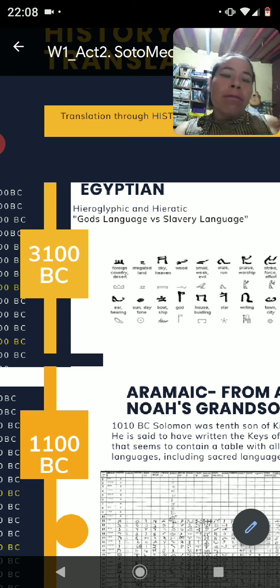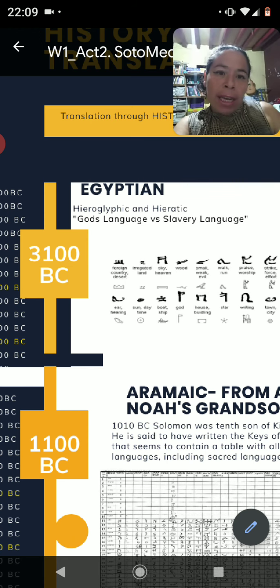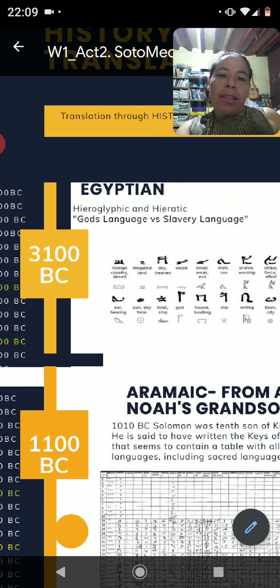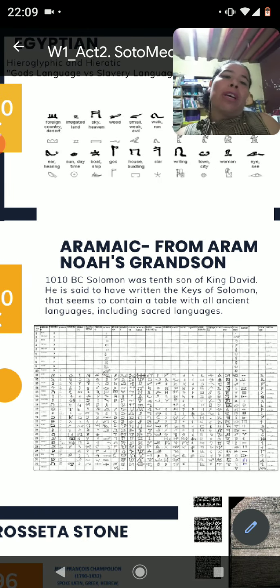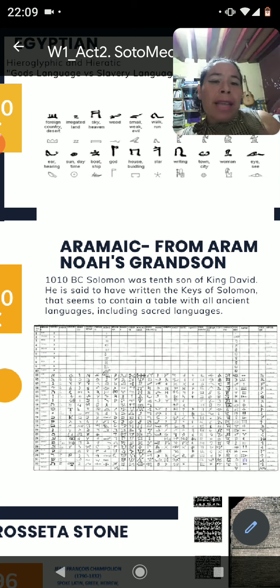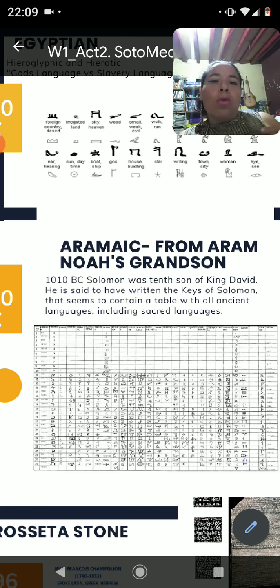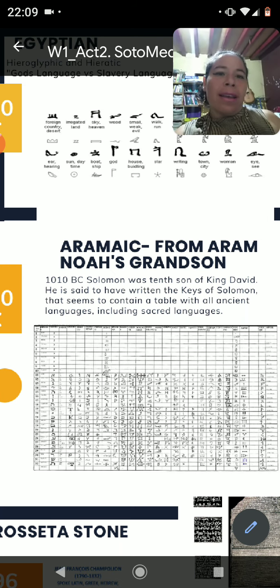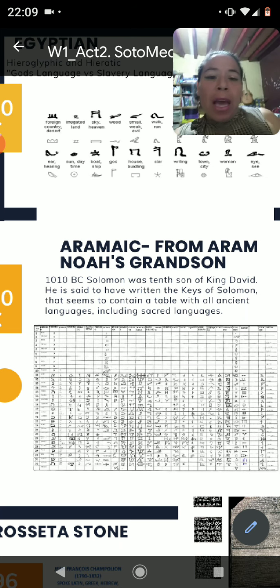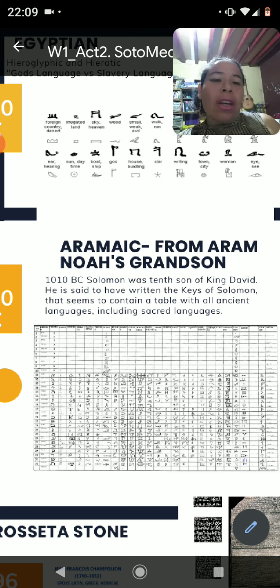And let's remember that during those times only specific people knew how to write, and the writers had these two representations of the language. So we can say that it is a sort of translation of the hieroglyphics into the hieratic language. Then we are going to talk about Aramaic. Aramaic is said to come from Aram, who was Noah's grandson from the Bible's history of Noah and after the flooding.